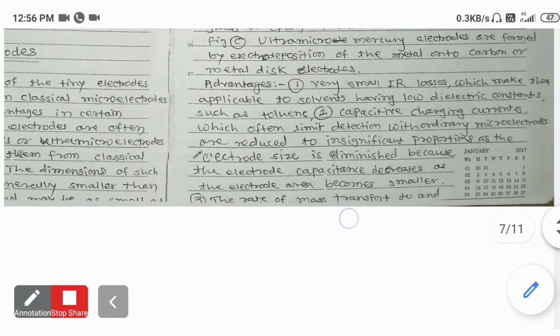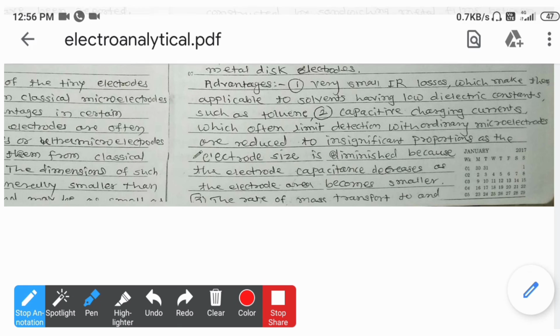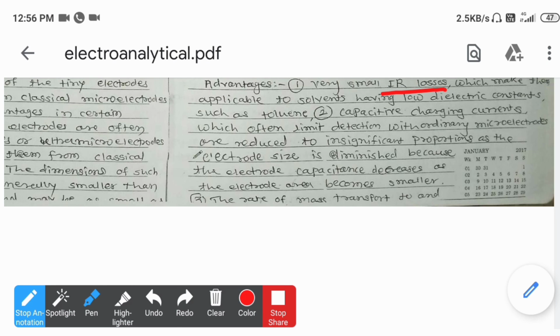So what are the various advantages of ultra micro electrodes? There is a small IR loss, that is, the potential loss is very small, which makes them applicable to various solvents with very low dielectric constants, such as toluene. If the electrode is quite large, there is a large resistance, which results in a decrease in the output current. For low dielectric constant media, we need electrodes that show very small changes in current, so it is better to use the ultra micro electrode.